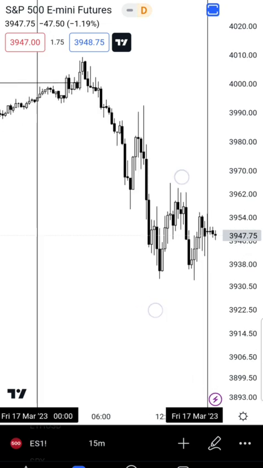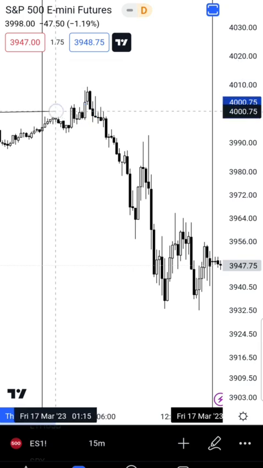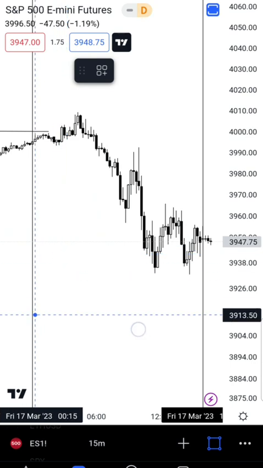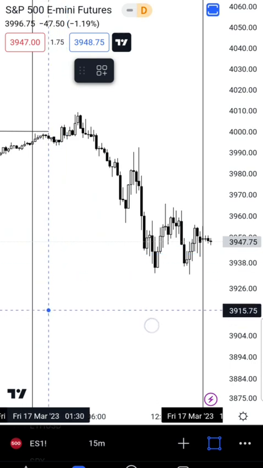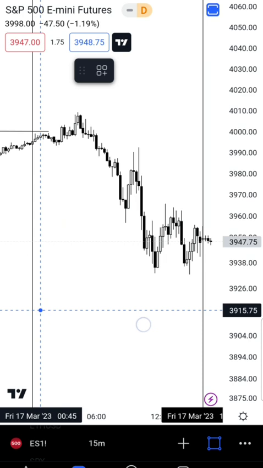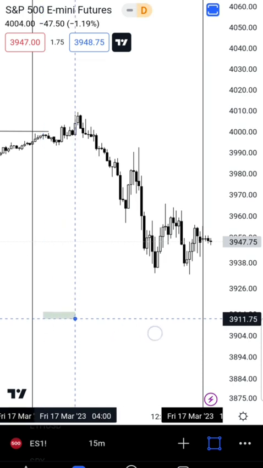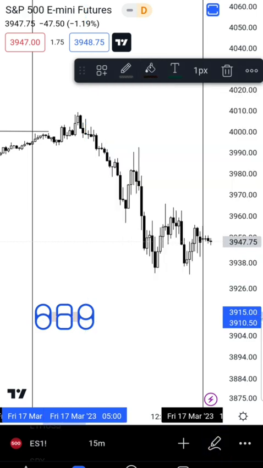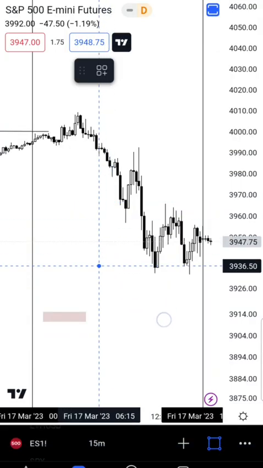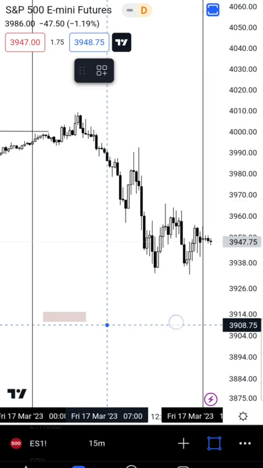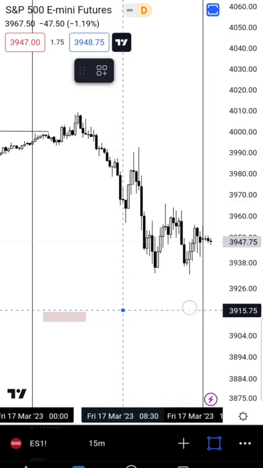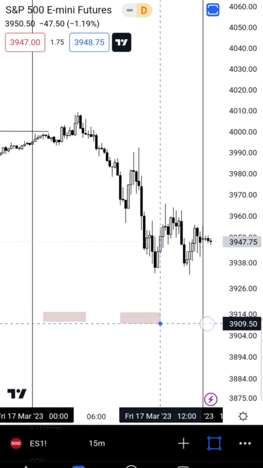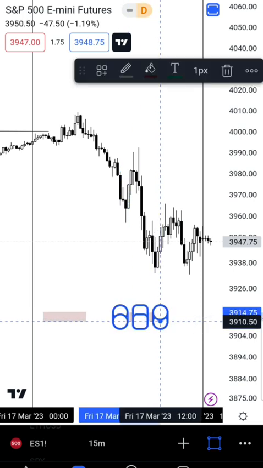So we have the previous day's high right here. All right, we draw the kill zones, the so-called ICT kill zones. We go from 1 to 5. That's the London kill zone. We go from 8:15 to 12. That's the New York kill zone.